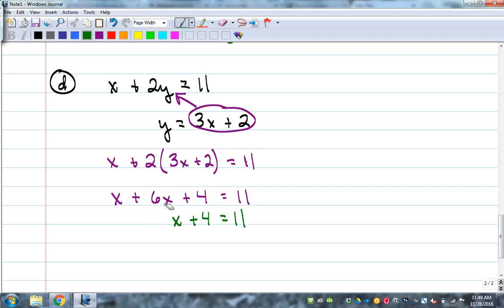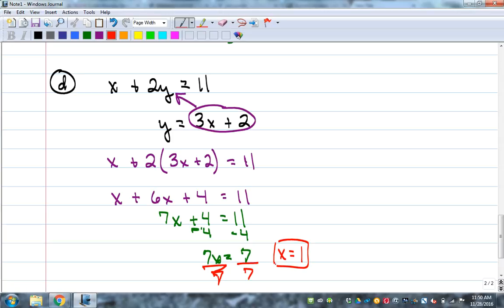Oh, 7 looks so dumb. And then we can subtract 4. 7x equals 7. So x would be what? 1. My pen is not doing it right. All right, so divide by 7. X is equal to 1. What's y? We don't know. Yeah, go ahead.